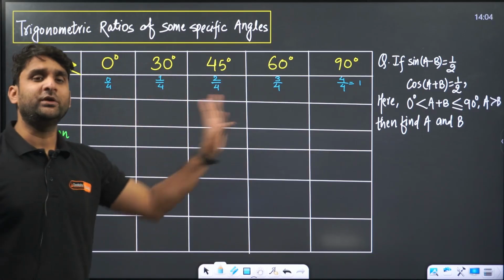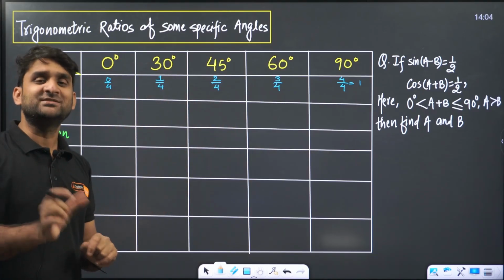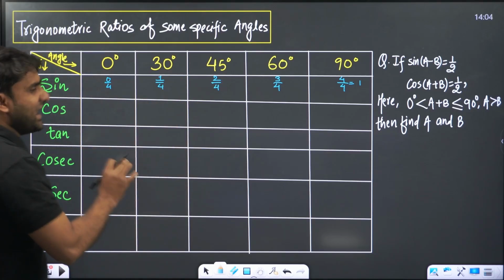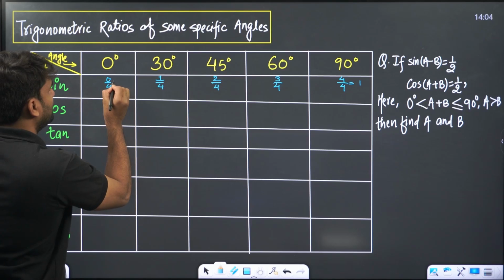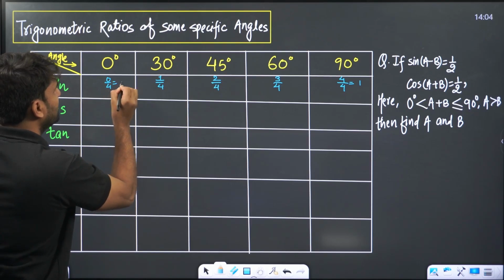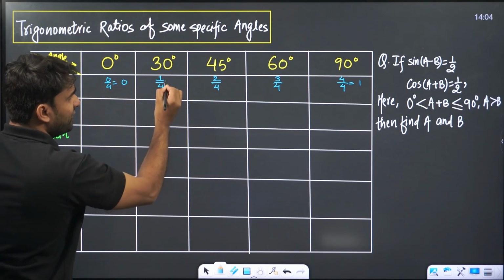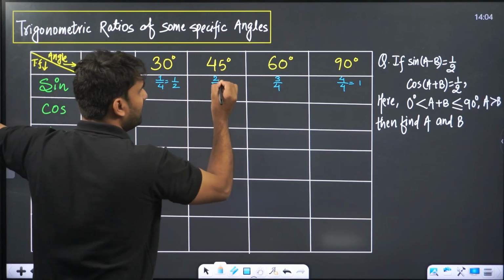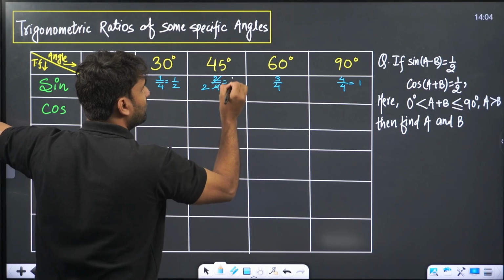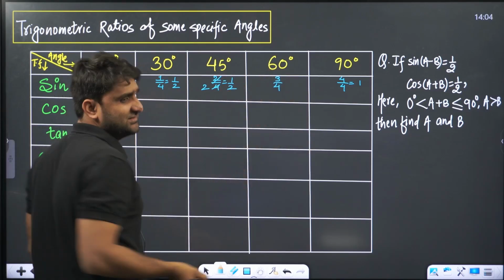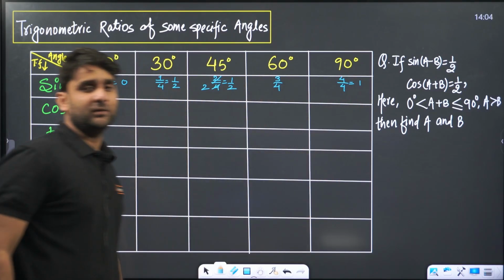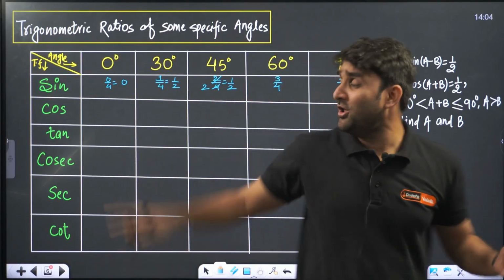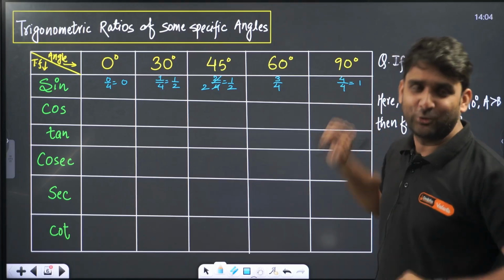First, write the counting from 0 to 4. Second step, divide all the numbers by 4. And now, write the values. So, what are the values, guys? 0 by 4 will be 0. And 1 by 4 will remain 1 by 4. 2 by 4 will be 1 by 2. And 3 by 4 will remain as it is. And 4 by 4 is equal to 1. Now, put all these results inside the root.